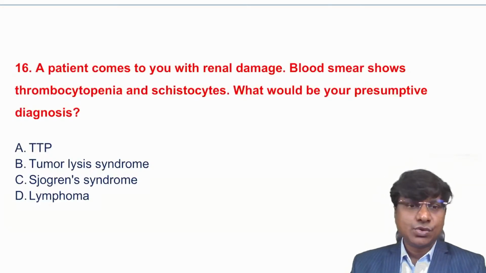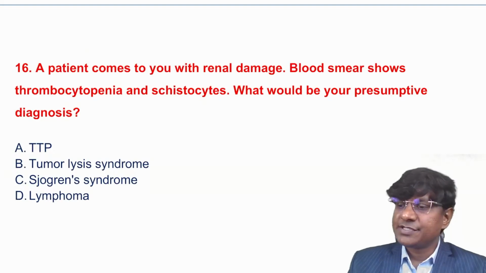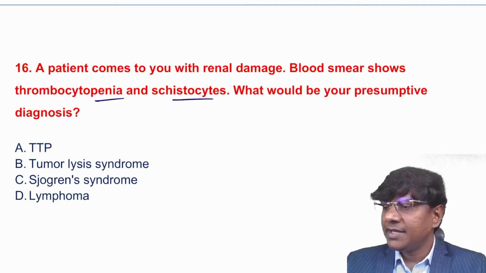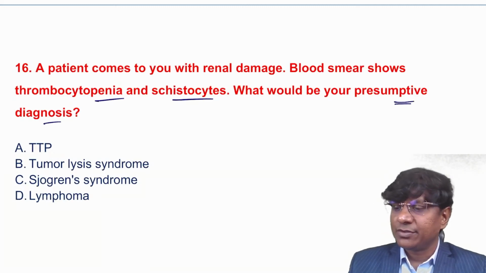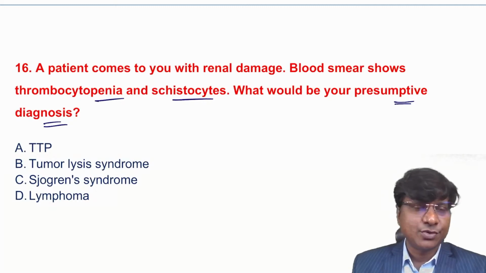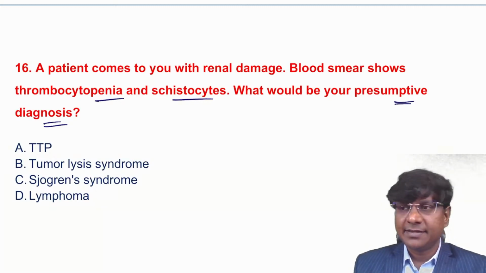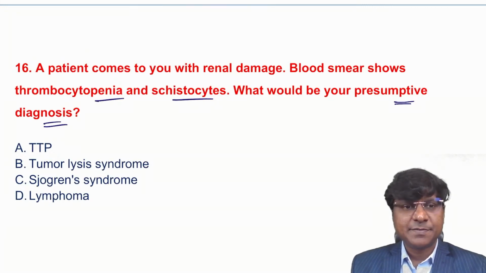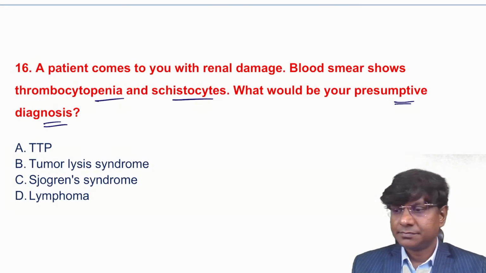Okay. So a patient comes to you with renal damage. Blood smear shows thrombocytopenia as well as schistocytes. What would be your presumptive diagnosis? Thrombotic thrombocytopenic purpura, tumor lysis syndrome, Sjogren syndrome, or lymphoma? Blood smear shows thrombocytopenia and schistocytes. What would be your presumptive diagnosis? Right, very good, Anvesha Panda.